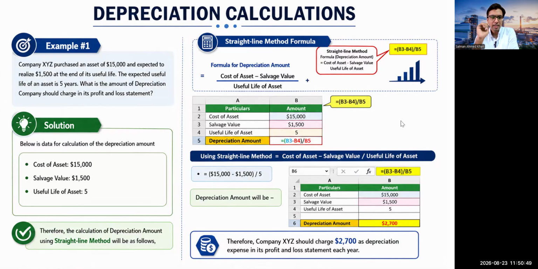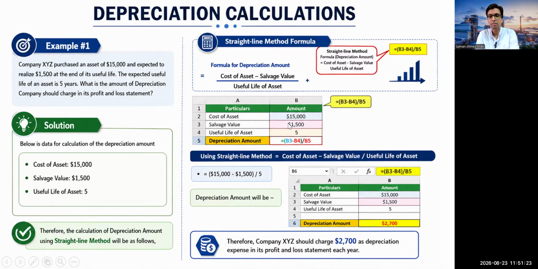Now you must have the question in your mind of how you work out the salvage value. Salvage value is the value which is realized at the end of the asset's useful life, depending upon the condition of the asset. Now, the cost of the asset is 15,000 US dollars, the salvage value is 1,500, and its useful life is 5 years. Maybe it could be a motor.